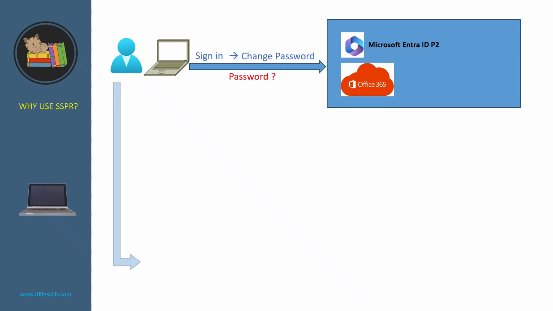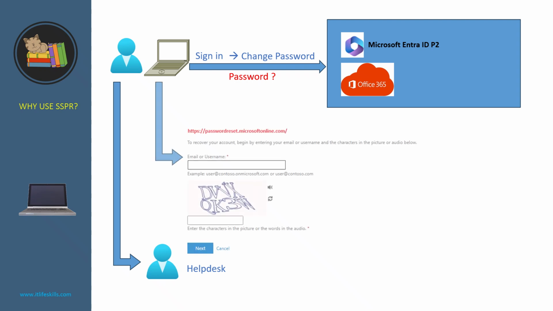So why use SSPR? In day-to-day operation, users can sign into Office 365 or Azure portal to reset their passwords. What if they forget their passwords? In this case, they have to contact helpdesk staff, which consumes a lot of time for helpdesk staff in a big corporation. That is the reason why SSPR comes into place, to allow users to reset their password if they can provide their username and prove their identities via authentication methods.